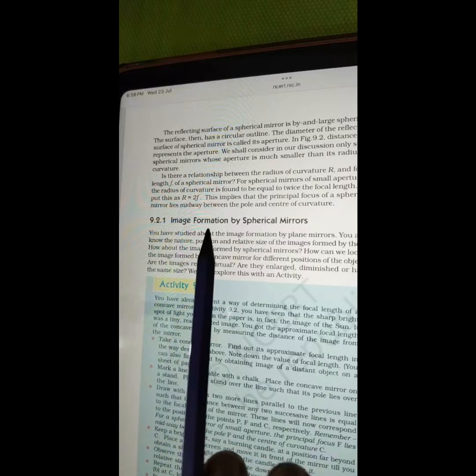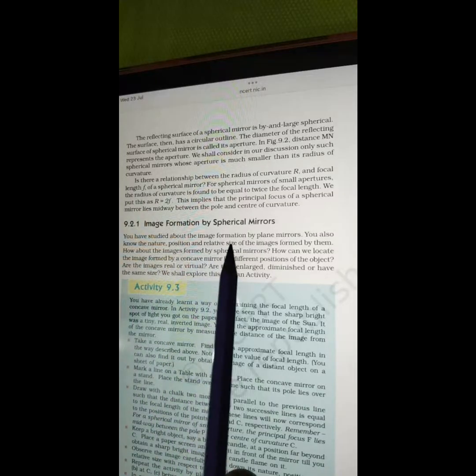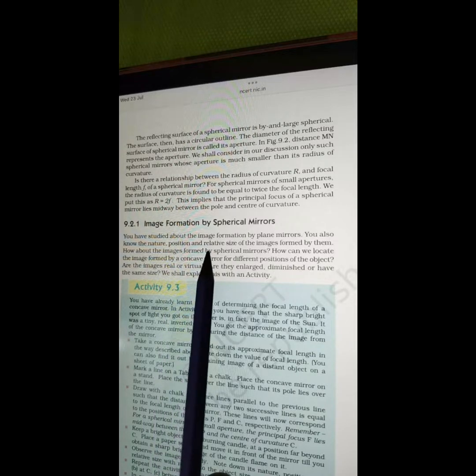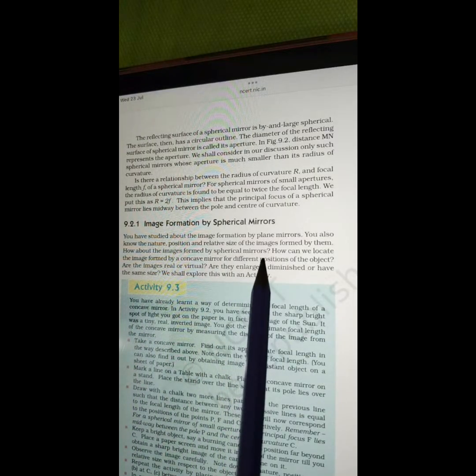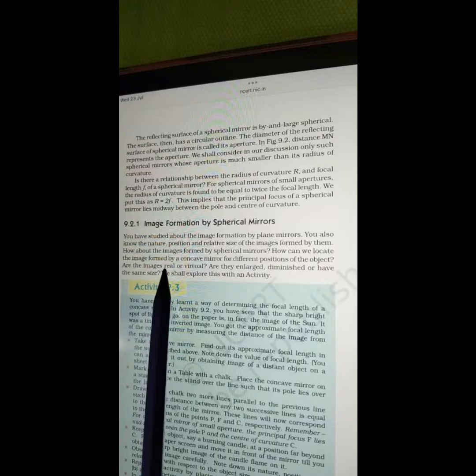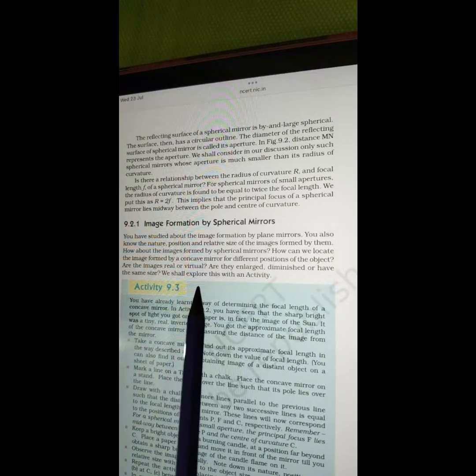9.2.1 Image formation by spherical mirrors. You have studied the image formation by plane mirrors. You also know the nature, position, and relative size of the images formed by them. How about the images formed by spherical mirrors? How can we locate the image formed by a concave mirror for different positions of the object? Are the images real or virtual? Are they enlarged, diminished, or of the same size? We shall explore this with an activity.